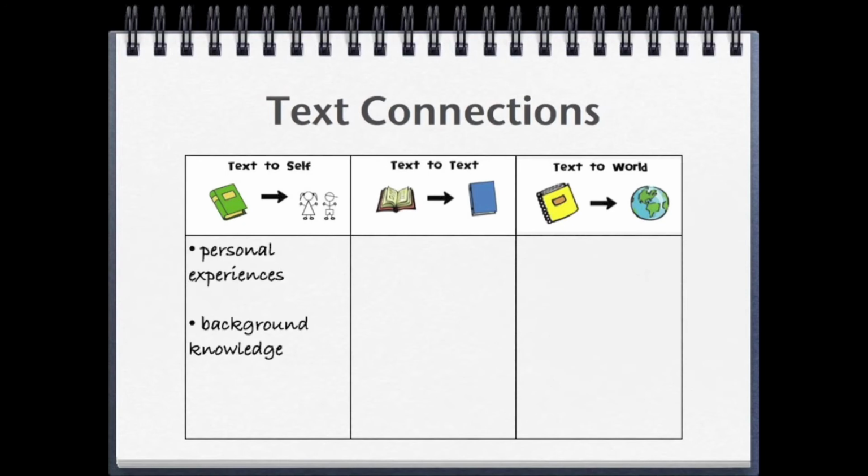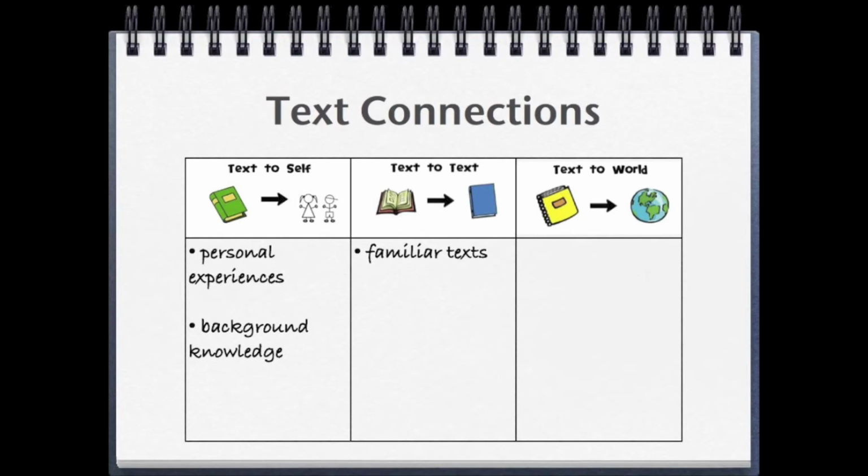When you make a text to self connection, you draw on your own personal experiences. I may connect to a text in a different way than you do because you have different experiences and background knowledge. When we make text-to-text connections, we connect the text we are currently reading to a previously read text. The word text refers to anything written, so it could be stories, poems, or songs. When you make a text-to-world connection, you draw on experiences outside of your own. They are no longer personal. Text-to-world connections address bigger issues, events, or concerns in society.